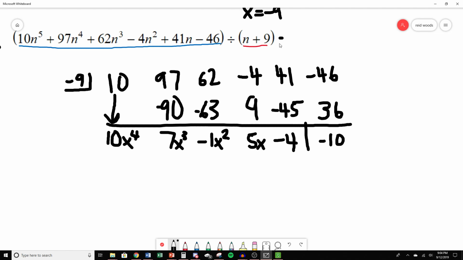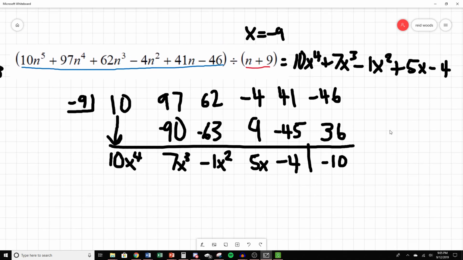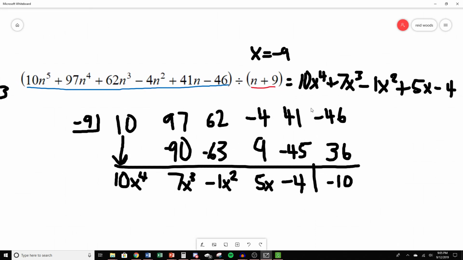Let's write it out. We have 10x to the 4th plus 7x cubed minus, you can put the 1 or you don't have to, 1x squared plus 5x minus 4. We'll get to the remainder in a minute. But if you look at this answer, it should make sense. I'm dividing away a power. The highest power was 5, but I divided away n from each one of these essentially.